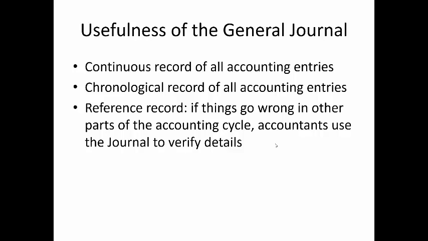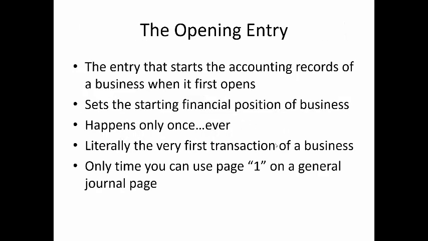Also in there, as we will learn later, there'll be a reference to source documents, so we can go back to purchase orders and sales slips and memos and stuff like that to confirm all those details if necessary. Now, the opening entry, as we talked about a little bit before, is a very special sort of title, and it refers to literally the very first journal entry that is used to open up a business. It sets the starting financial position of the business, and as I said, it only ever happens once, ever. And this is literally the only time that you can use page one on a general journal page.